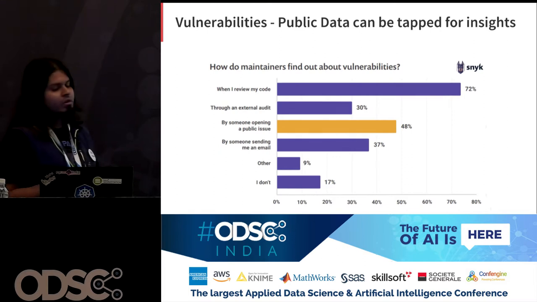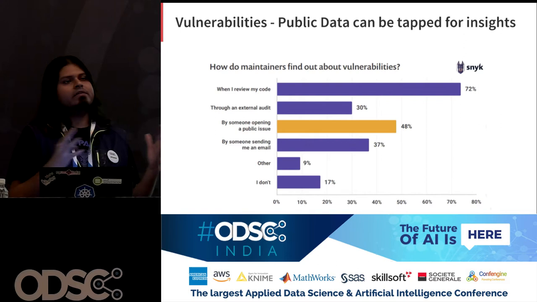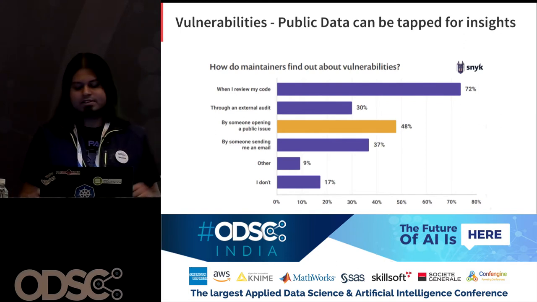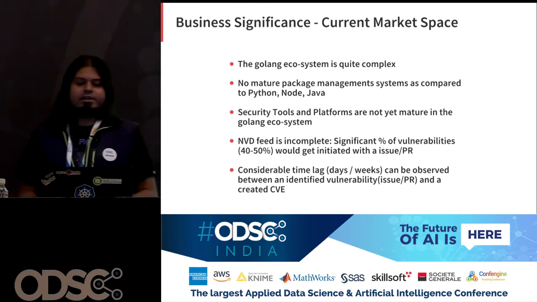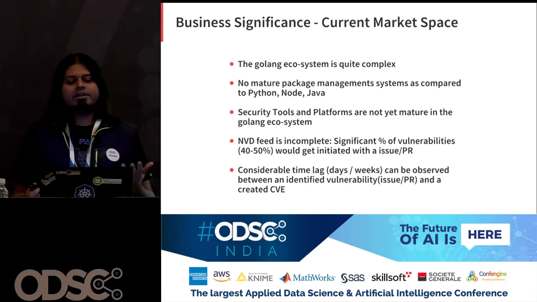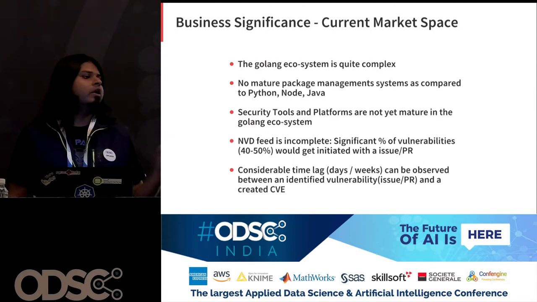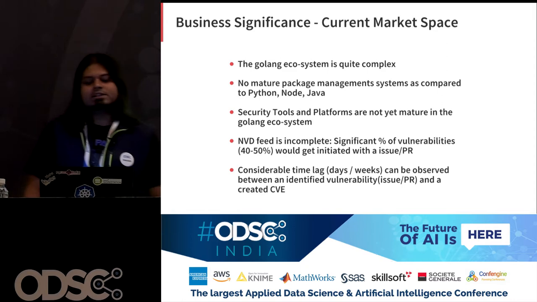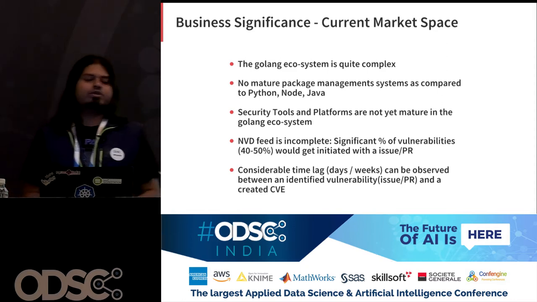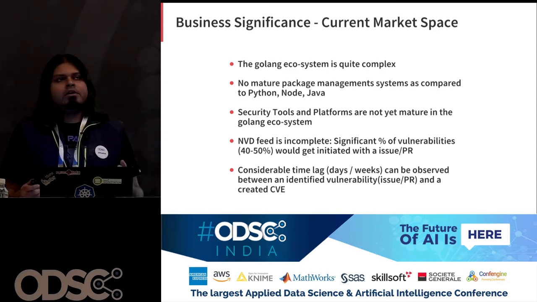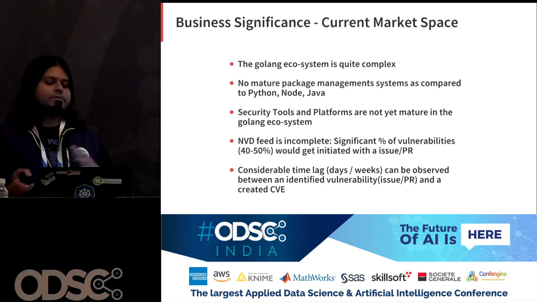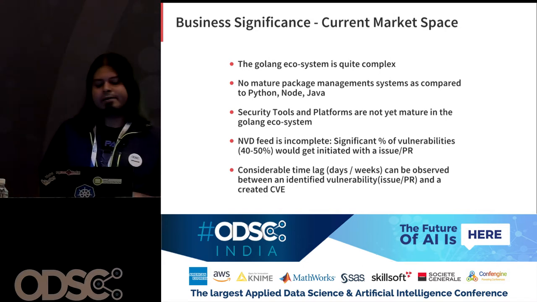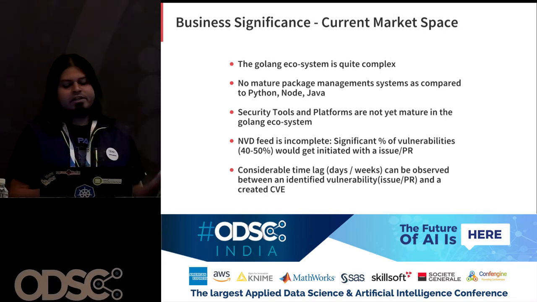So we are trying to tap into all these public events and conversations around all these dependencies and feed that to our models to make these predictions. To summarize, the business significance is that the Golang ecosystem is quite complex. As you know, you use PyPI or Conda for package management in Python. Similarly, Java has Maven, and in Node.js we have NPM. In Go, you have some kind of package management ecosystems, but they are not as mature as all these ecosystems. And the NVD feed for public CVEs is incomplete.